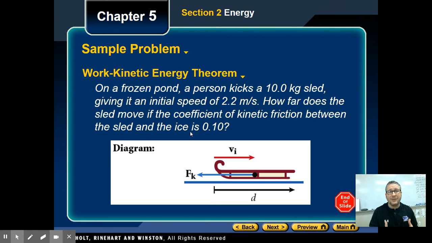We know that the mass of the sled is 10 kilograms. It has an initial speed of 2.2 meters per second once he kicks the sled. And we need to figure out how far that sled moves. That means that from the moment the person kicked the sled to how far it moved, it came to a stop. That has to be kept in the back of our heads when we are solving these problems. And lastly, we know that the coefficient of kinetic friction is 0.10.